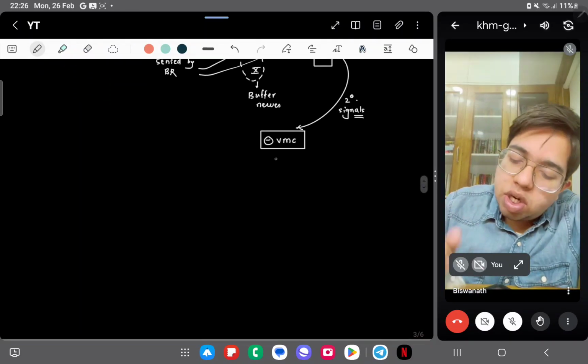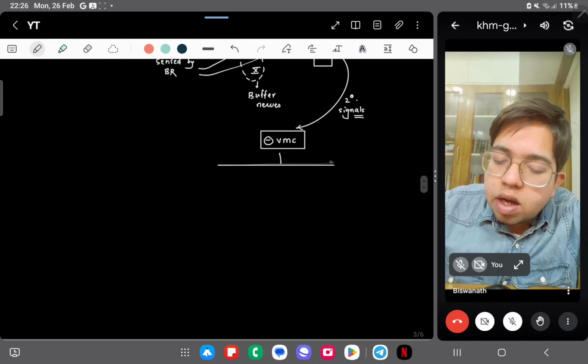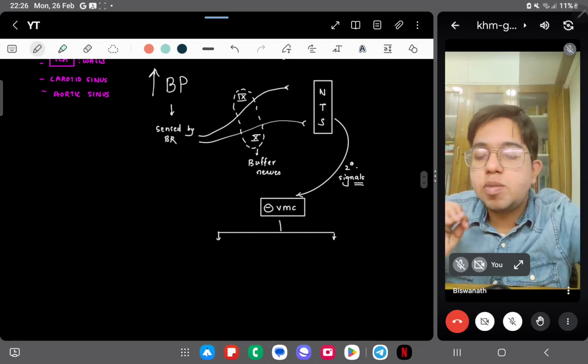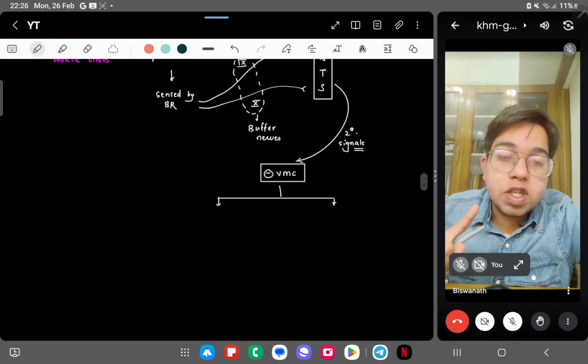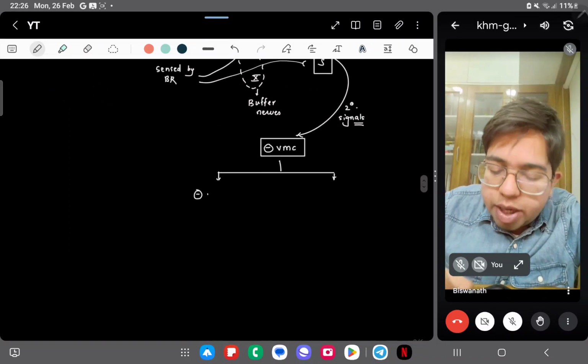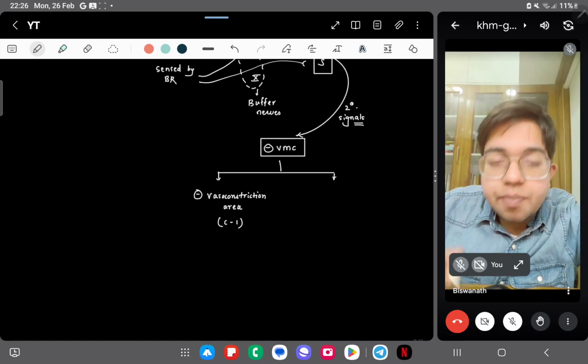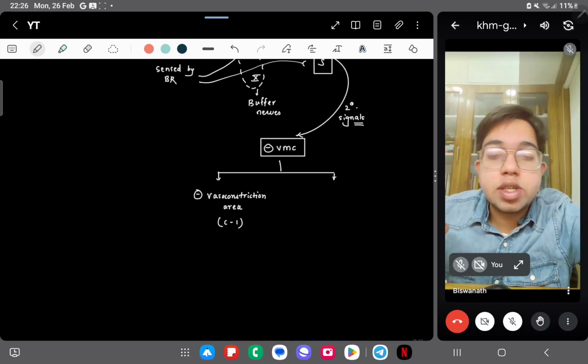This inhibition of the vasomotor center in turn will cause two effects. First one, it will inhibit the vasoconstriction area, that is your C1.